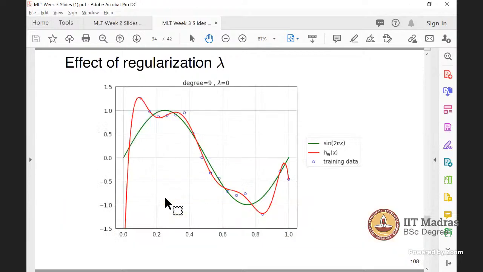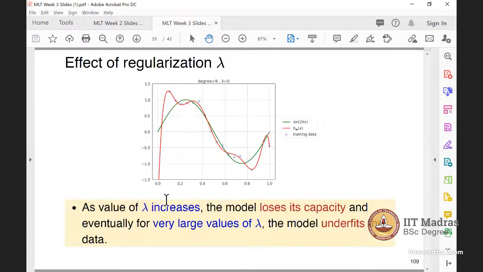There must be an animation inside this slide deck, but now we don't have it. The effect of regularization is that as we increase the value of lambda, the model moves away from overfitting, and if we increase lambda too much, it goes towards underfitting. Something in between is what we want to find out. That is the sweet spot: the value of lambda where our model fits the data very well.